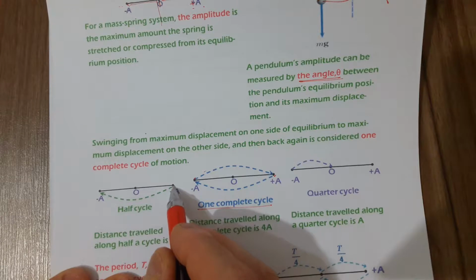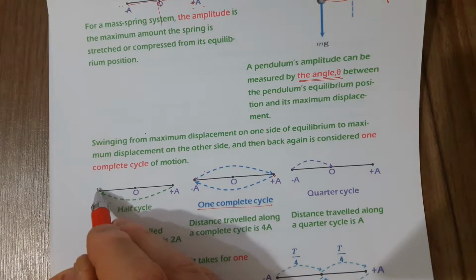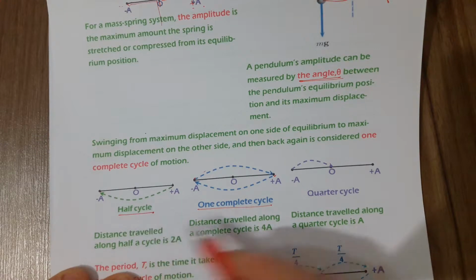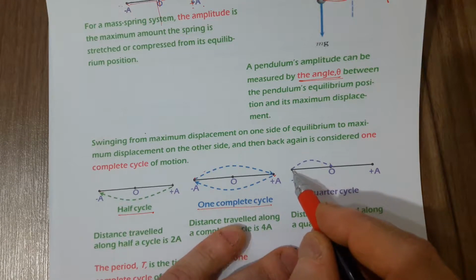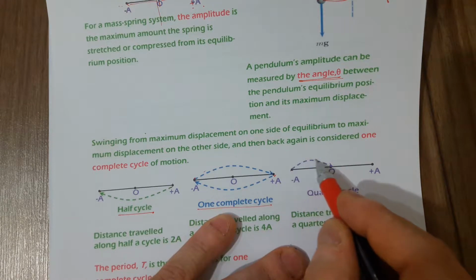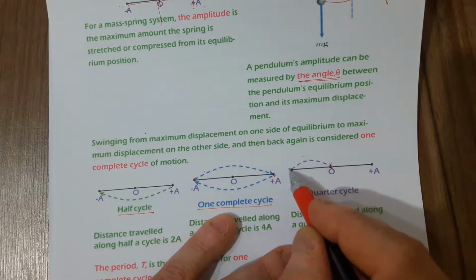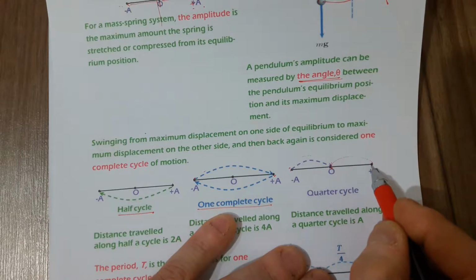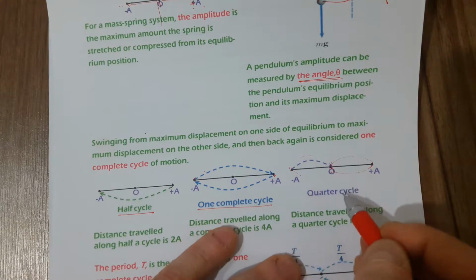An object will start from positive A and go to negative A, or start from negative A and go to positive A. That is called a half cycle. What is a quarter cycle? A quarter cycle is when the object moves from negative A to the equilibrium position, or from the equilibrium position to negative A, or from the equilibrium position to positive A, or from positive A to the equilibrium position. All of them are quarter cycles.